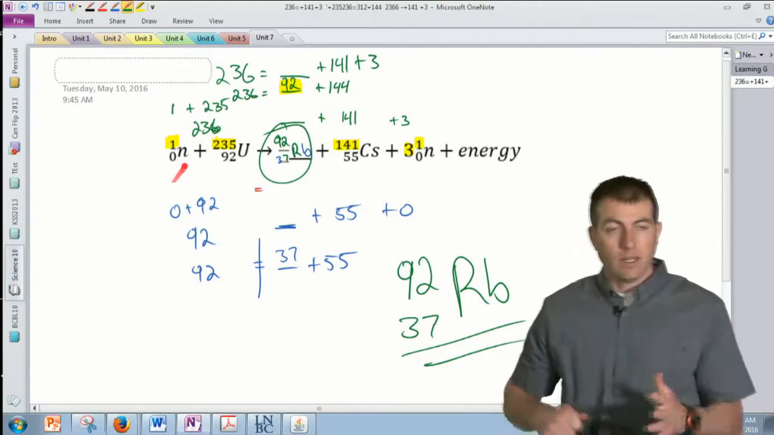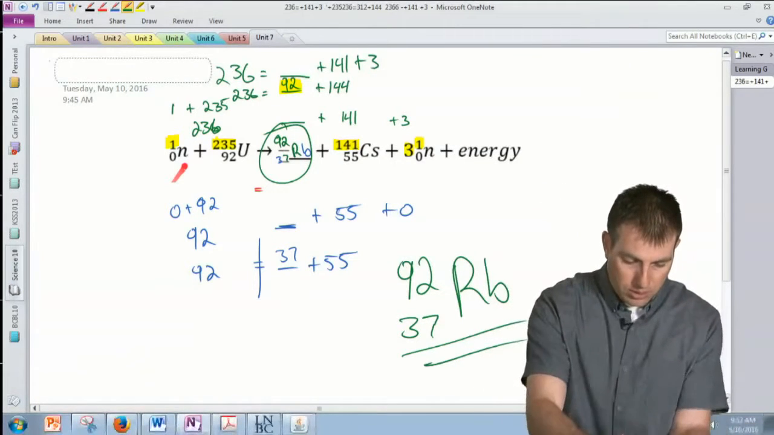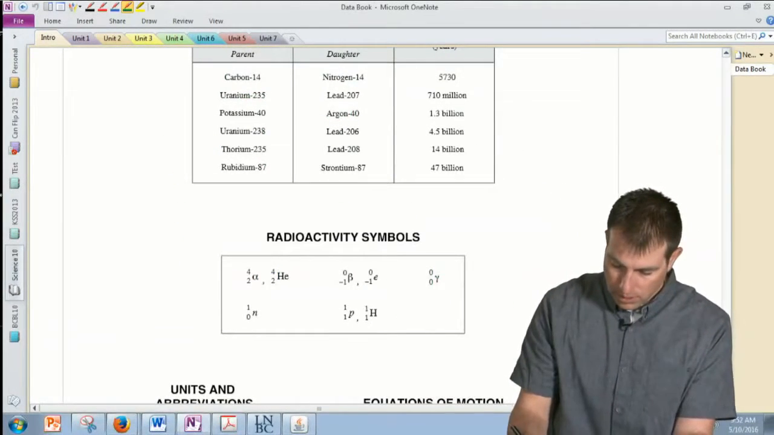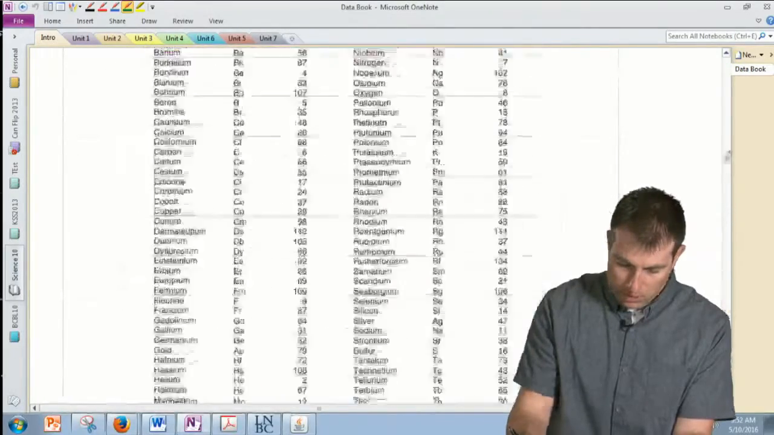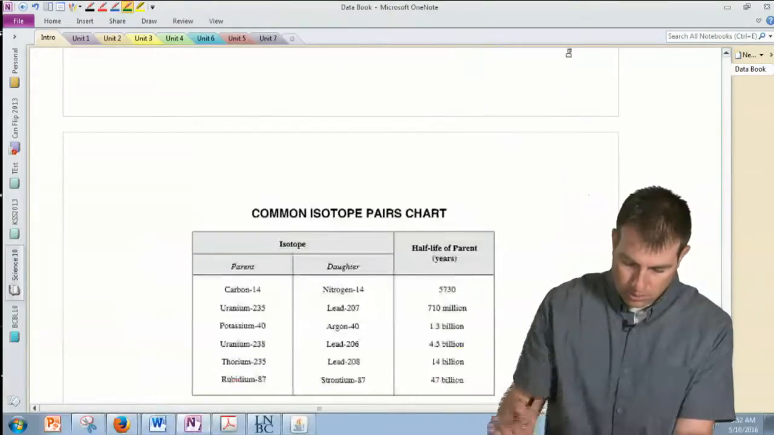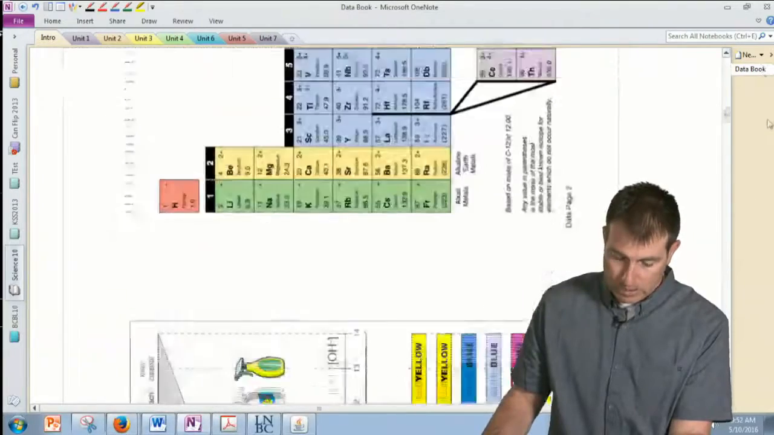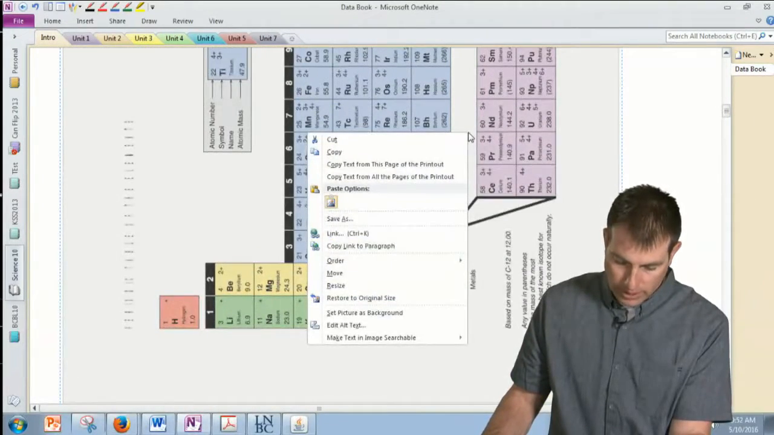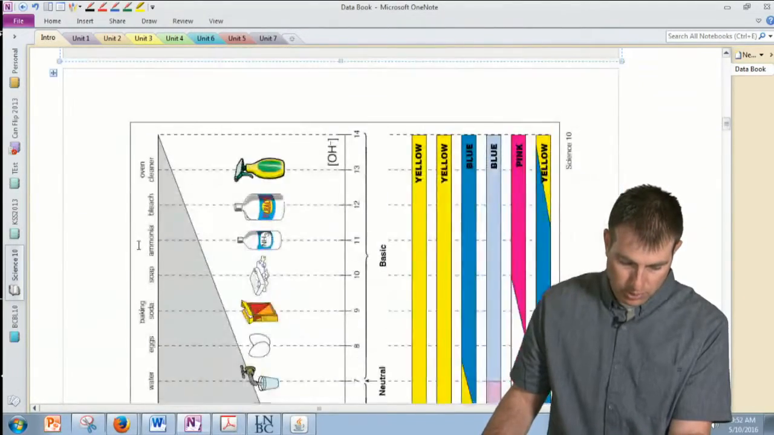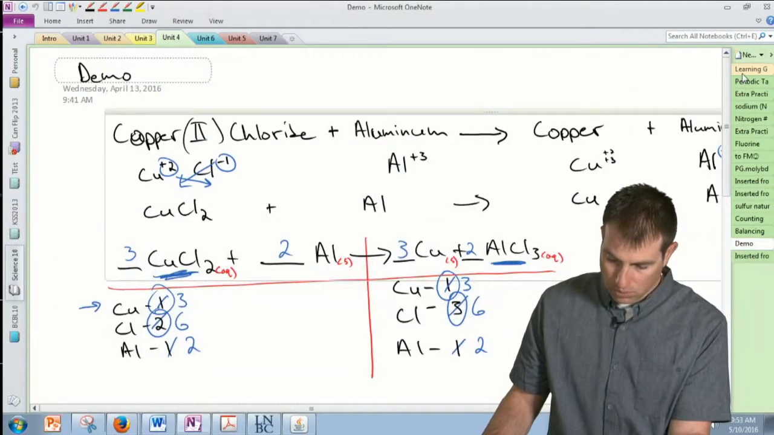Now, again, this is where some students get really confused. If you look at a periodic table, I don't think I can rotate this. Might be able to. Maybe, just maybe. Rotate. No dice. All right, let's see if I can find another periodic table. Unit 4, there it is.